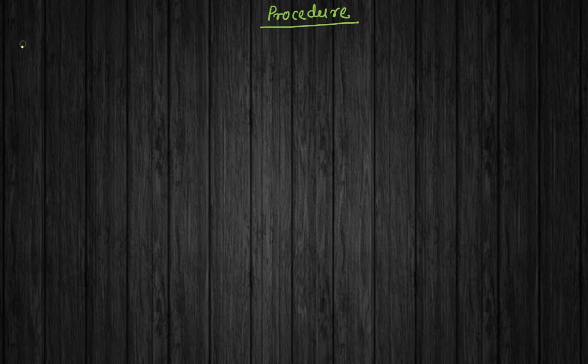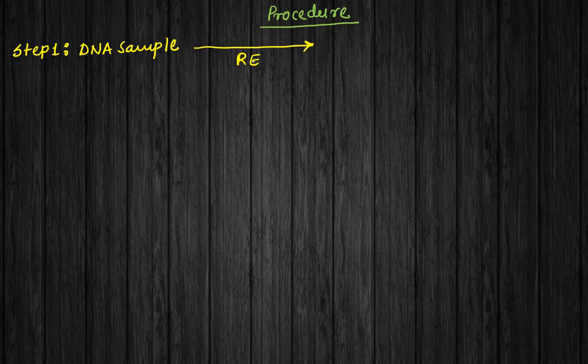Okay, so the first procedure, or you can call it the first step, is the sample, that is the DNA sample. We need a DNA sample, and what we have to do is digest it with a specific restriction enzyme. We mainly call it a restriction endonuclease enzyme. So the DNA sample will be digested, and we are going to get the digested product. Now the second step will be the separation of these products.